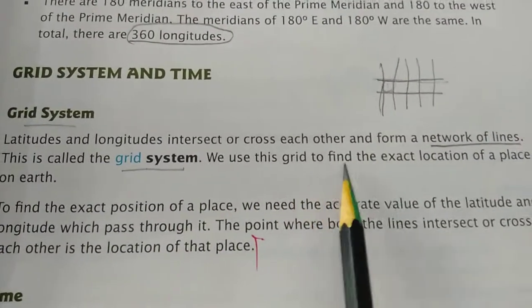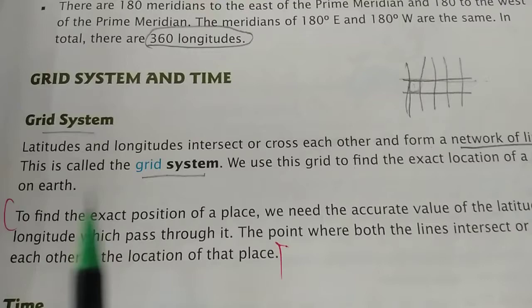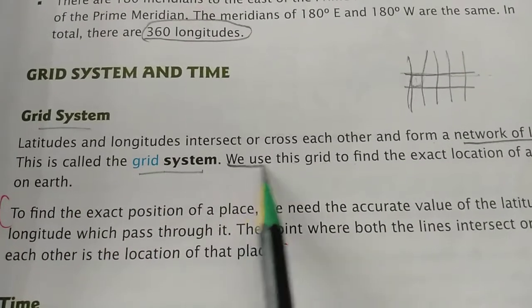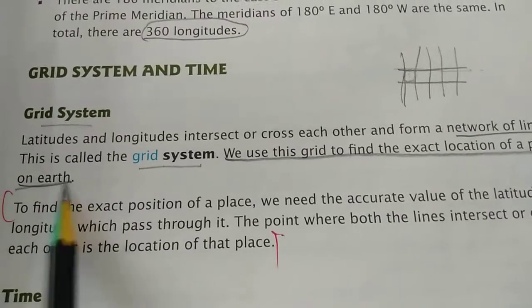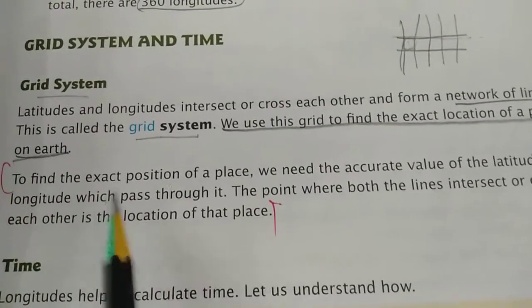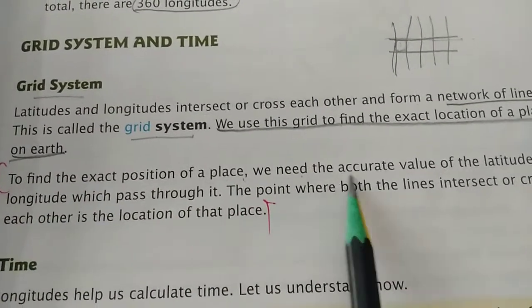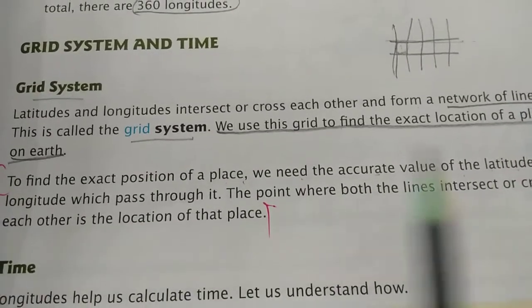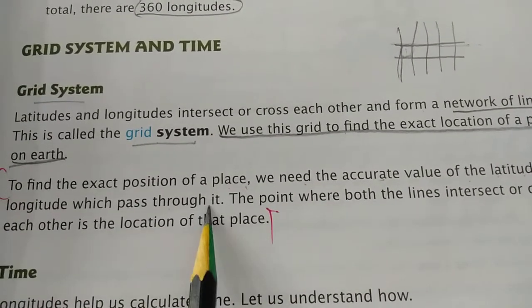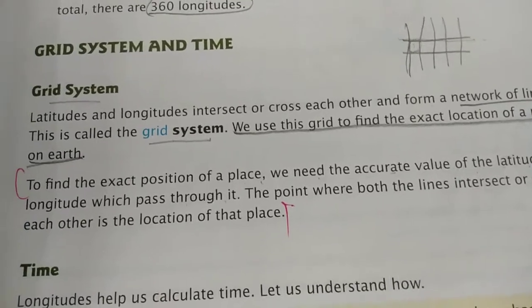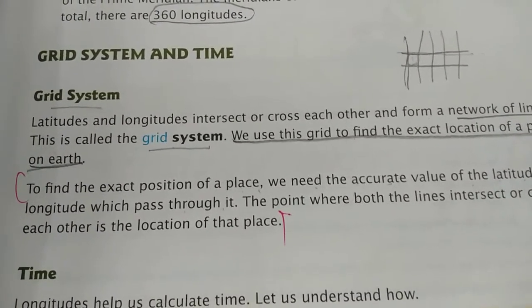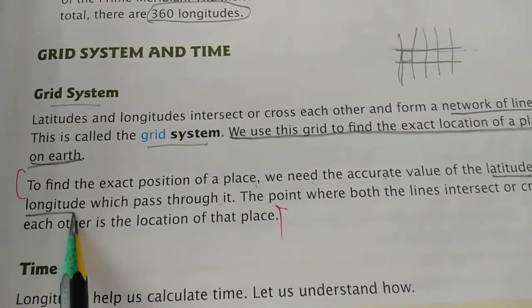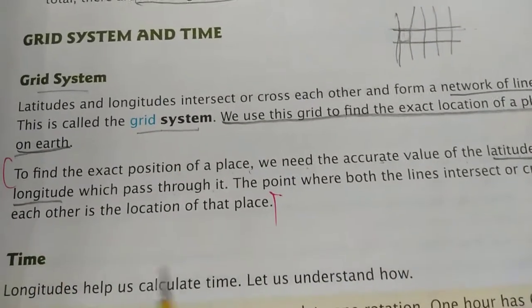We use this grid to find the exact location of a place on earth. So what is the use of a grid system? It is used to find the exact location of a place on earth. To find the exact position of a place, we need the accurate value of the latitude and longitude which passes through it. So in order to find the exact position of any place, we have to know the accurate value of both latitude and longitude that pass through that particular place.